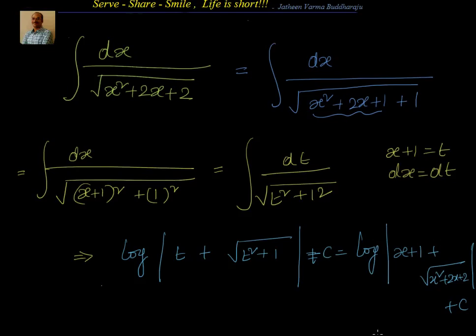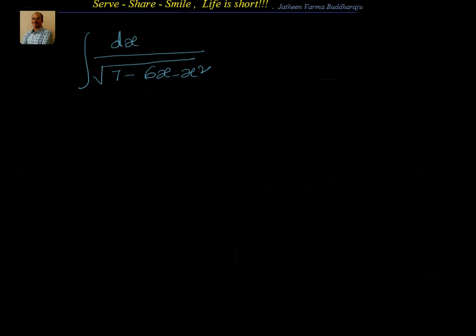So whenever we have dx by square root of ax square plus bx plus c, anyway here a equal to 1, we have to see how we can convert that into one of the standard forms. Then you should be able to solve this very easily. Let's do one more problem. Let's look at this problem.